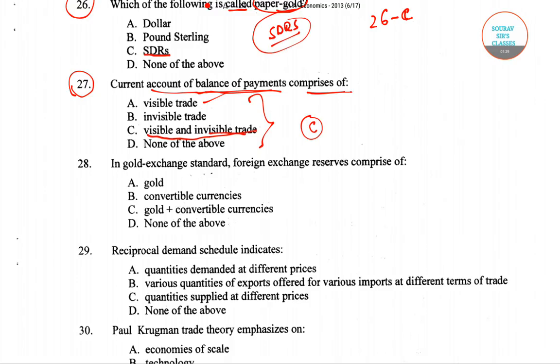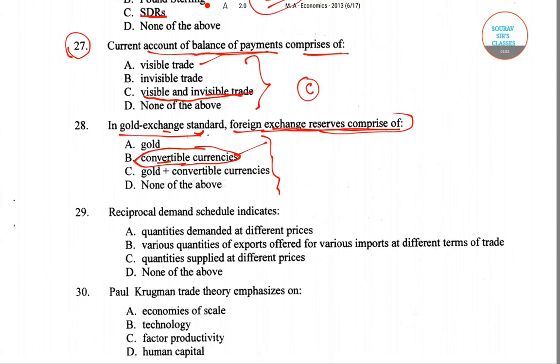Now we'll go to question number 28. It is asked that in gold exchange standard, foreign exchange reserves comprises of, four options are given. Option B is the right answer, that is convertible currencies. So in gold exchange standard, foreign exchange reserve comprises of convertible currencies.